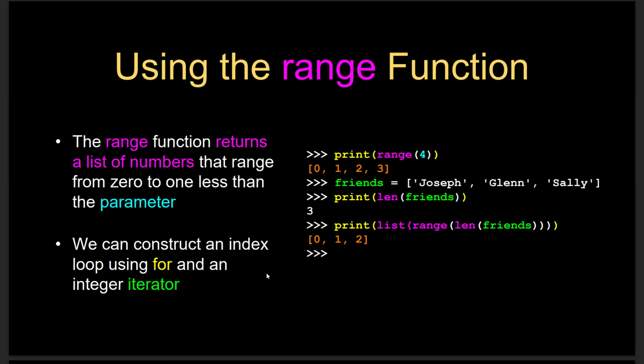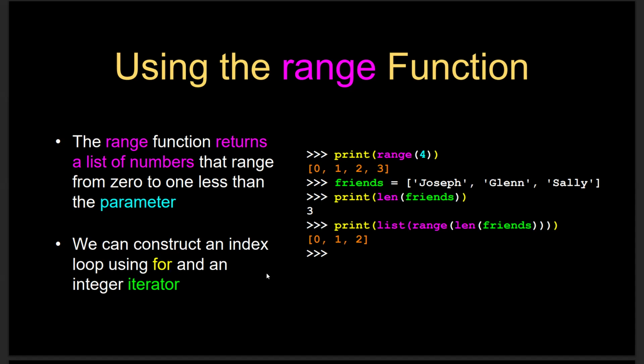What does the range mean? Joseph is at 0, Glenn is at 1, and Sally is at 2. Likewise, an index is given to each and every element. After that, whenever you use list of that, it will create a list object from that function. It will get an index of each and every element.